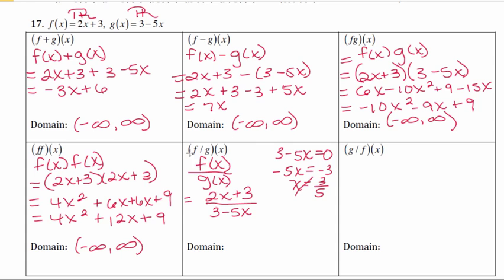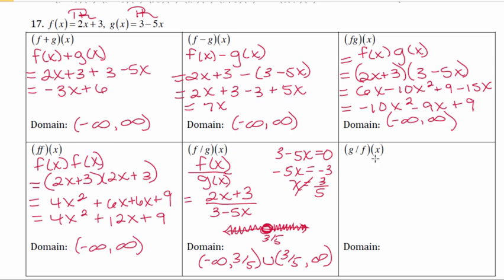So our original overlap of our domains is all real numbers or negative infinity to infinity. That's the whole number line. But I am going to remove 3 over 5 because that is what makes our denominator 0, and we can't have that happen. So our new domain for our new function f over g of x is going to be negative infinity up to 3 over 5, union with the other side of that graph, which is 3 over 5 to infinity.